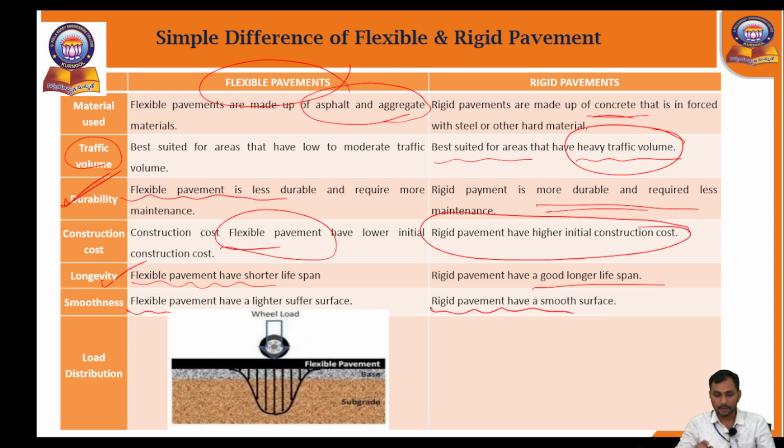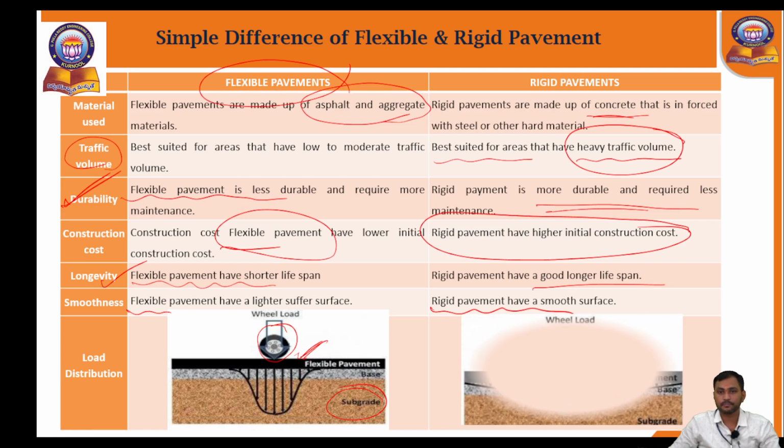For the flexible pavement road surface, if the vehicular load is applied on the flexible pavement, the load will be distributed up to the subgrade. Subgrade means where we have excavated the soil under the ground; the load will be distributed to the ground layer. Okay, now coming to the rigid pavement.